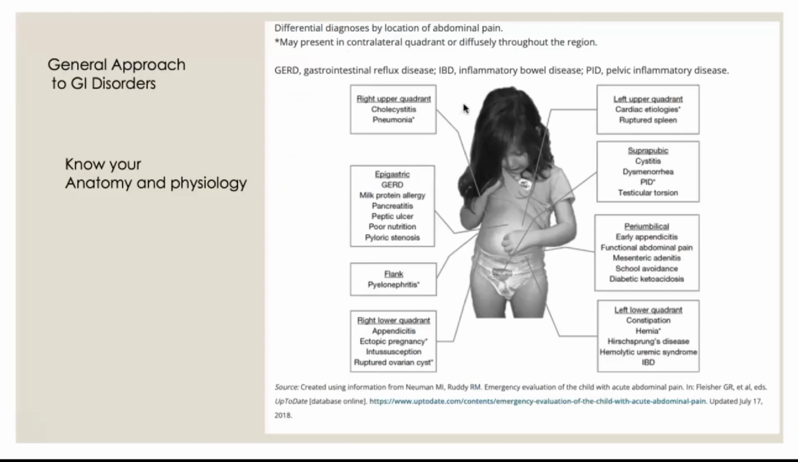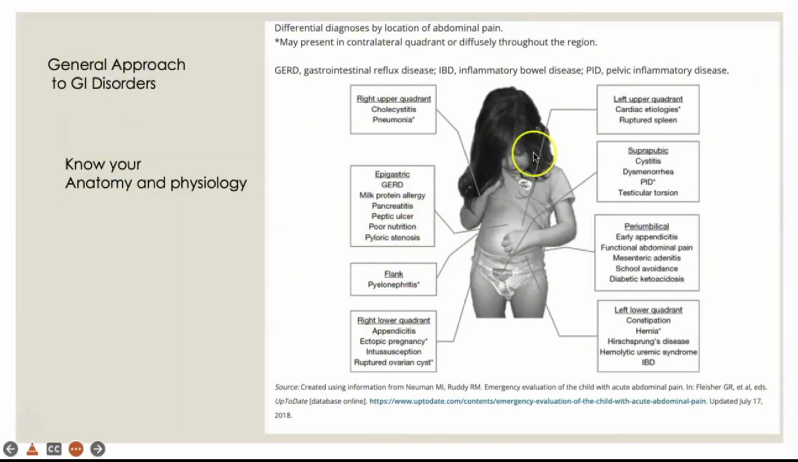Here's an image where, by location, we see the most common conditions for abdominal pain. So right upper quadrant, we would think cholecystitis, pneumonia. Mid-epigastric pain, GERD. Milk protein allergies are more common in the younger kids, less than a year old. Peptic ulcer is more common in adolescents. Pyloric stenosis is more common in the babies, right?